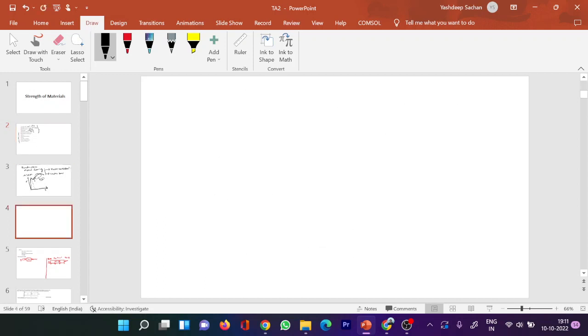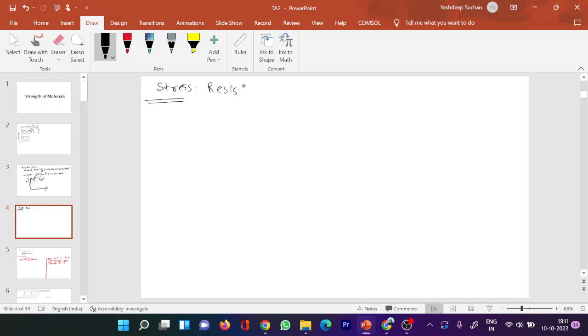So can anyone tell what is stress? Just a simple definition. It is the resisting force per unit area. Two things are important here. First, resisting force, because pressure also we can say is force per unit area. That is not it here; it is resisting.